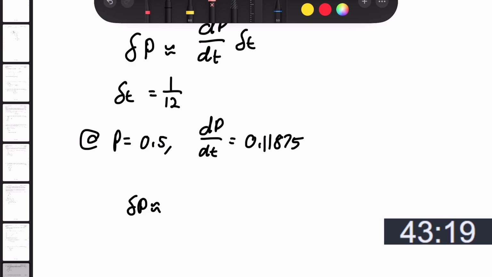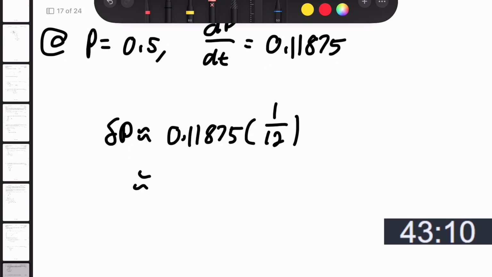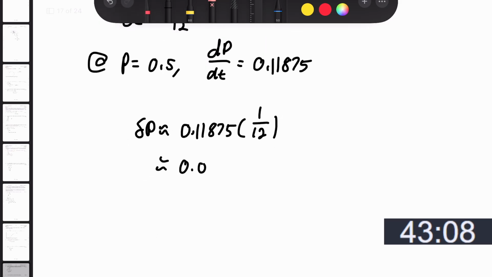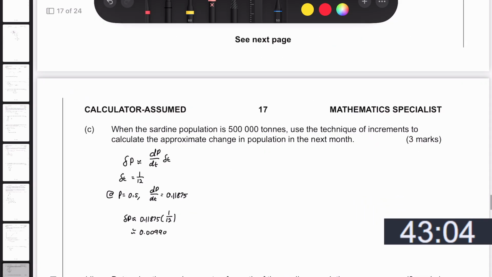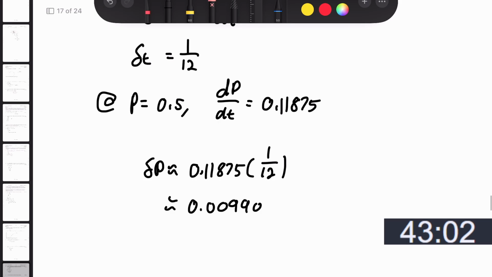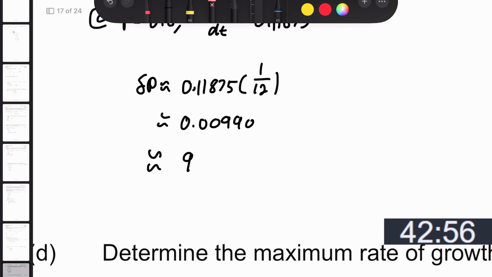This appears to be roughly 0.11875 times 1 divided by 12, 0.00990. Approximately 9,900 tons.